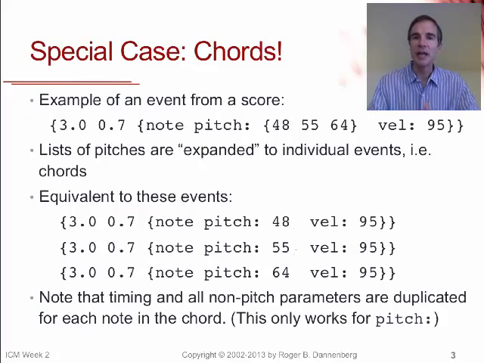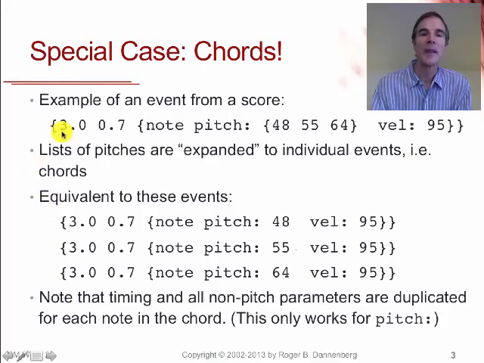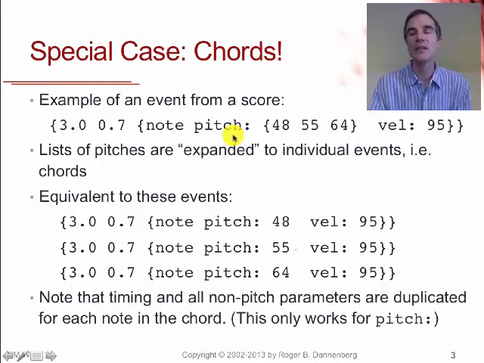There's a special case in scores that I want to tell you about. That's how to represent chords. Here's an example of an event from a score. Time 3, duration 0.7. The instrument is a note. But look at the pitch parameter. Instead of being a simple expression and a number, it's a list of numbers.